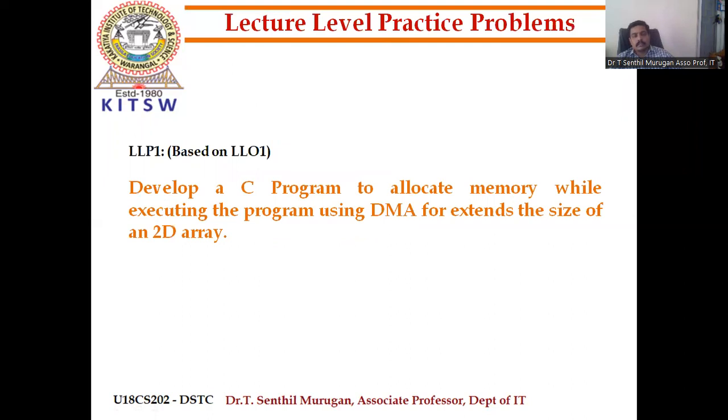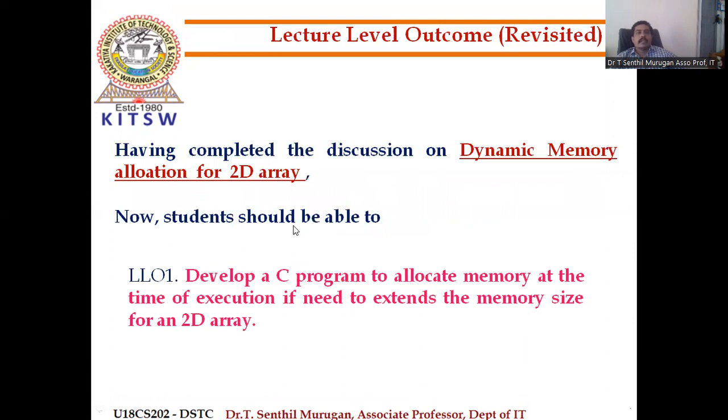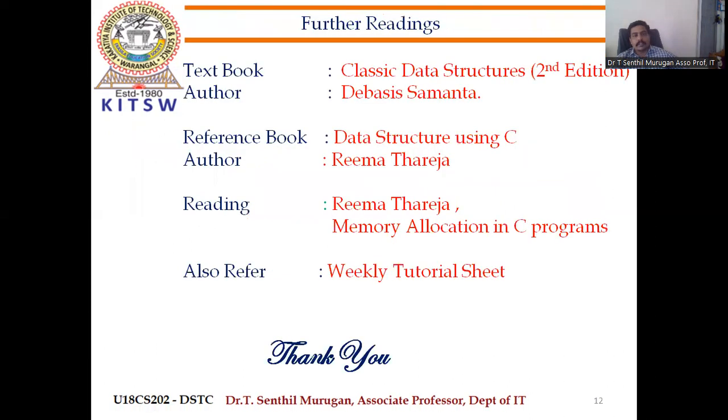This is the lecture outcome revisited: the student should be able to develop a C program using DMA functions to extend the size of the 2D array at the time of execution. This is a lecture level problem, so you try it. Having completed the discussion on dynamic memory allocation for 2D arrays, students should now be able to develop a C program to allocate memory at the time of execution, if needed, to extend the memory size of a two-dimensional array.